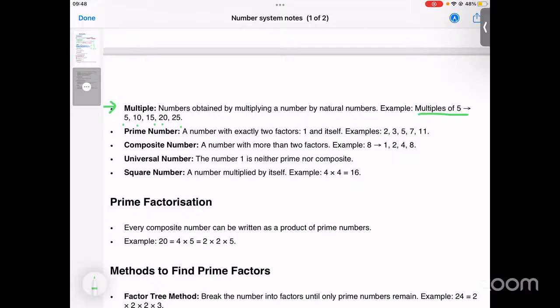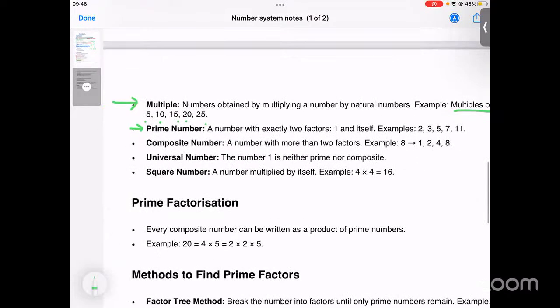So now, what is a prime number? A prime number should be a number with exactly 2 factors, and those factors are 1 and itself. Those should be the prime numbers.